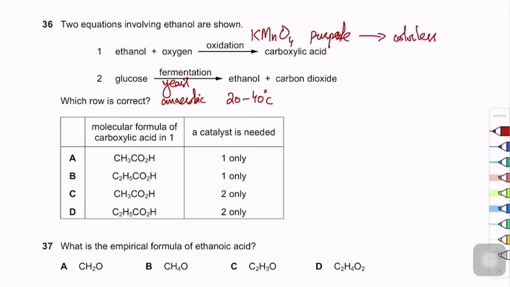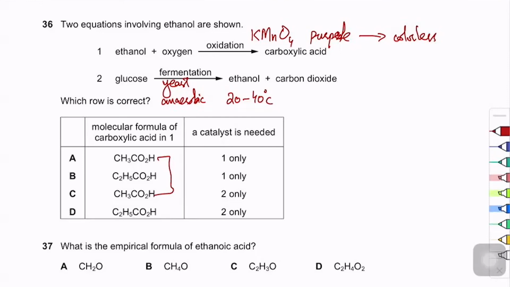Remember these things. Molecular formula of carboxylic acid. You're taking ethanol and you're producing ethanoic acid, so C2H5OH. Oh, sorry, that is ethanol. And you're producing CH3COOH. So that is these two. Overall, 2 carbons only.